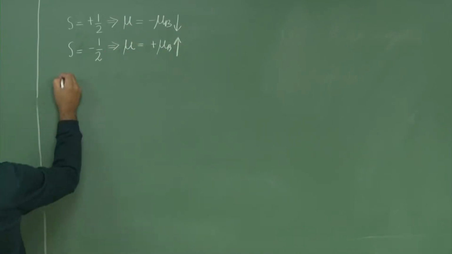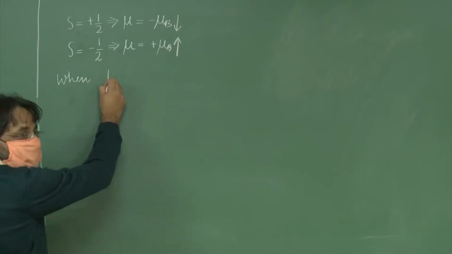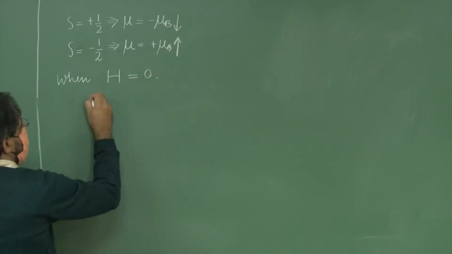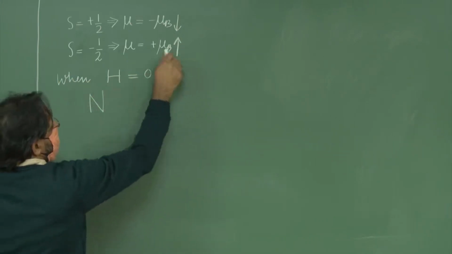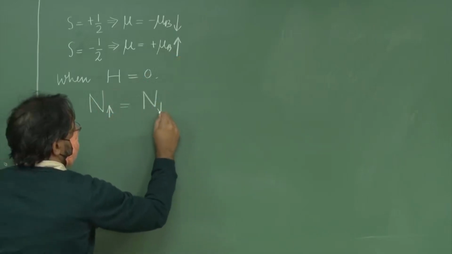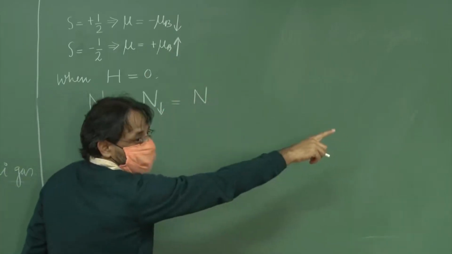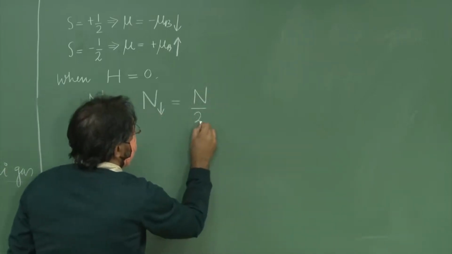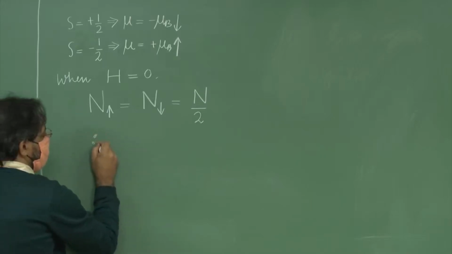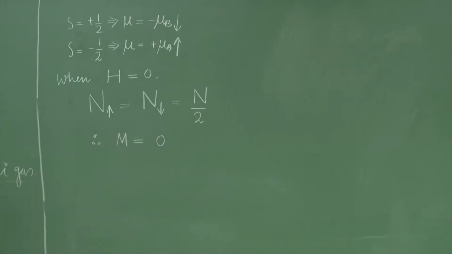Okay. Now when h is 0, h is the applied magnetic field. When h is 0, the number of electrons whose moment is pointing up is equal to the number of electrons whose moment is pointing down, and this is equal to the total number of electrons that you have in the system divided by 2, right? And therefore, the magnetization is 0. There is no net magnetization, right?